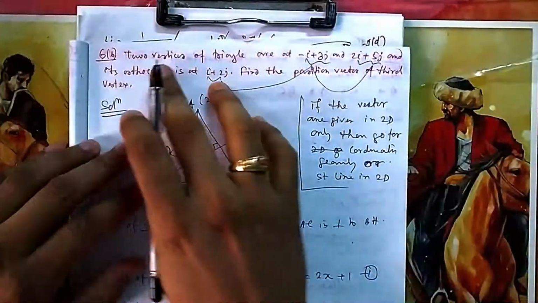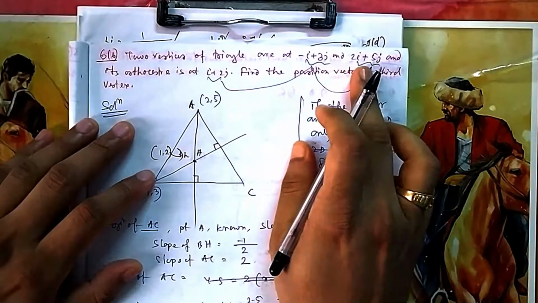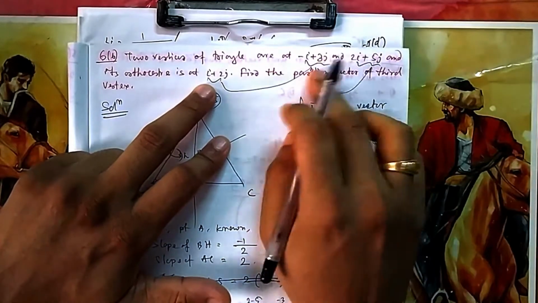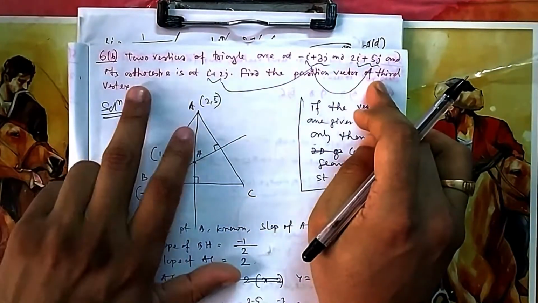In 6b, two vertices of a triangle are at this and this, and the orthocenter is at this. These are position vectors, or you can see these as coordinates. Find the position vector of the third vertex.